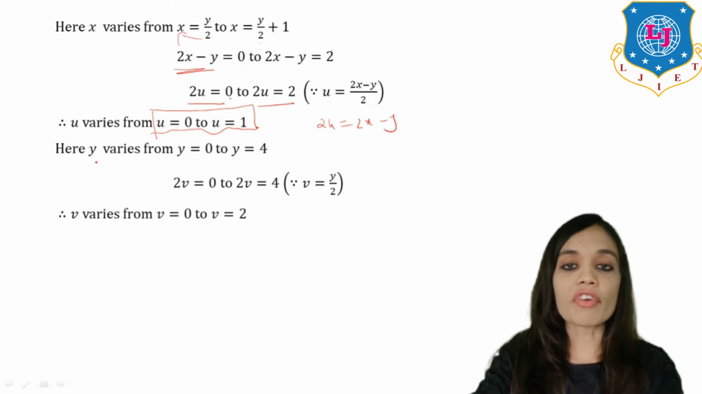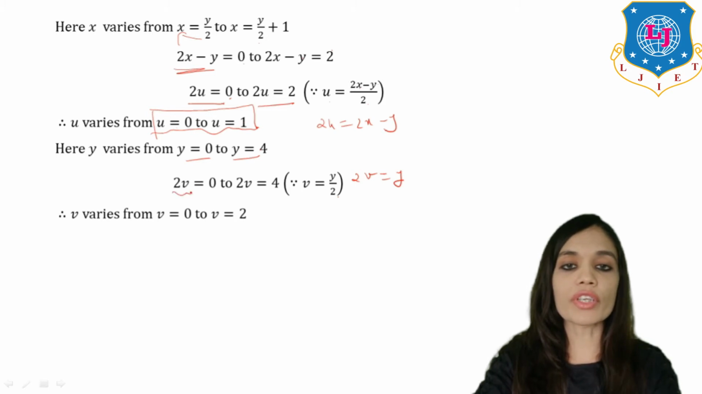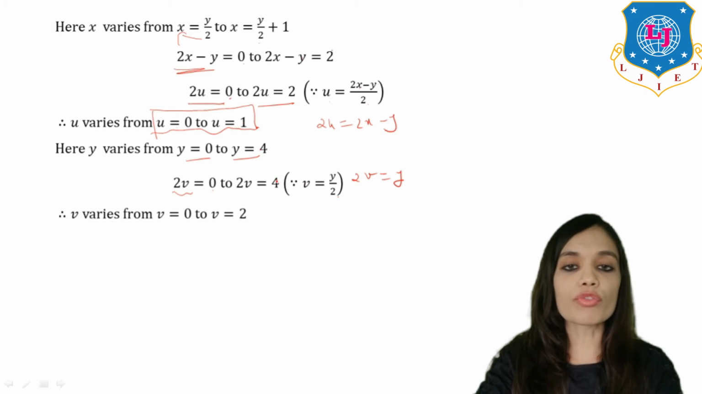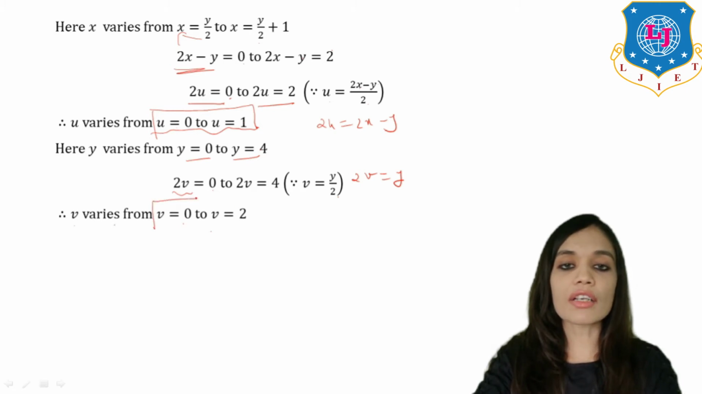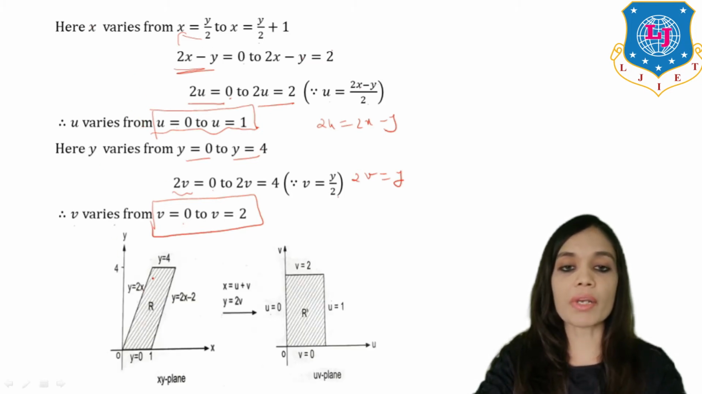Now our y varies from 0 to 4. This is given in the question, right? But we know v is equal to what? y by 2. That is 2v will be equal to y. So we will substitute 2v in place of y. So what we will get? 2v equals 0 to 2v equals 4. So finally our v will vary from v equals 0 to v equals 2. So these are your limits of v.